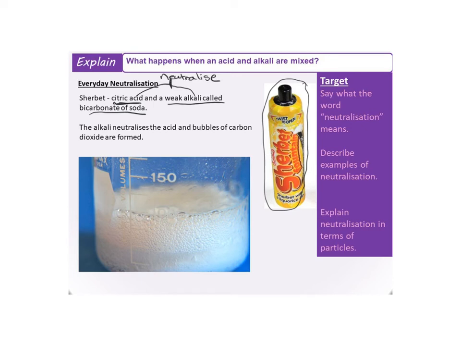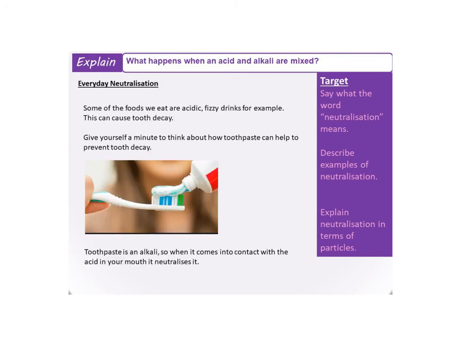So when you put the sherbet in your mouth, it will dissolve into your saliva, and the reaction will then take place. And what will happen is the alkali will neutralize the acid, and tiny little bubbles of carbon dioxide are formed. And you can see that in the picture below. So over here, I've shown you a picture of it, and you can see the bubbles forming over there. And that is the fizziness that you feel when you eat that sherbet. And that is an example of neutralization.